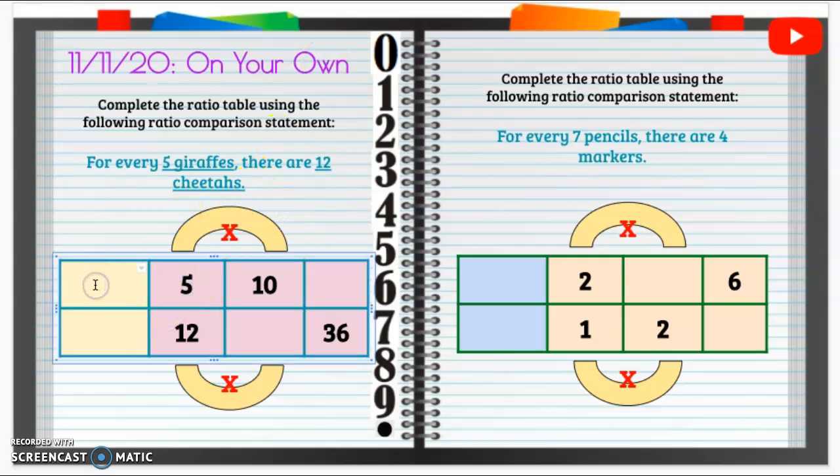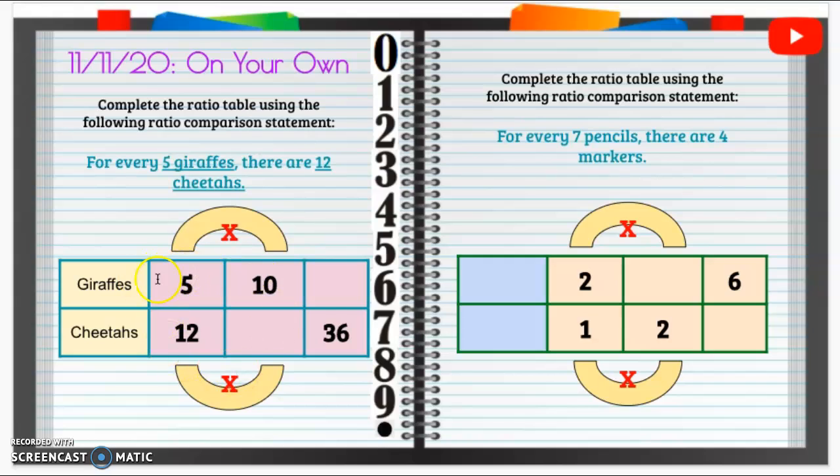It looks like the giraffes are up top. G-I-R-A-F-F-E-S. That's a tricky word to spell and to say. For every 5 giraffes, there are 12 cheetahs. C-H-E-E-T-A-H-S. Cheetahs. Cheetah girls, cheetah sisters. All right, so that's from the Cheetah Girls. Okay, so for every 5 giraffes, there are 12 cheetahs.